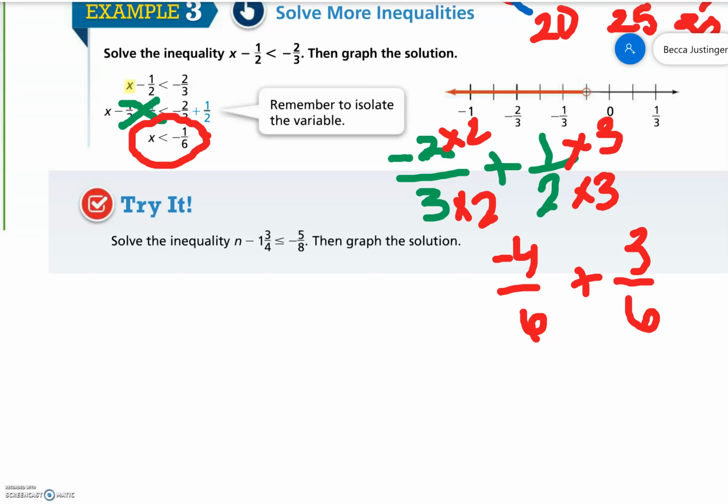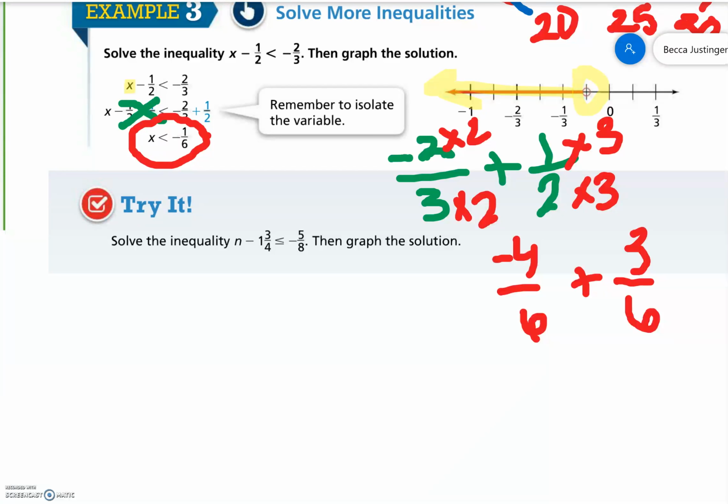Now, could it be equal to negative 1/6? No. So this is why we see something new here. Please pay attention. If it cannot be equal, we don't fill the circle in at that spot. So they just put a circle at negative 1/6 and don't fill it in, and then draw our arrow to the left because x could be anything smaller than that.